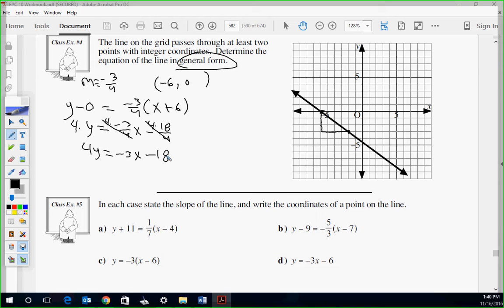What's the last thing I do to finish this off? I move it over to the left. Add 3x, add 18. 3x plus 4y plus 18 equals 0. There's your answer in general form. 18 comes from negative 3/4 times 6.